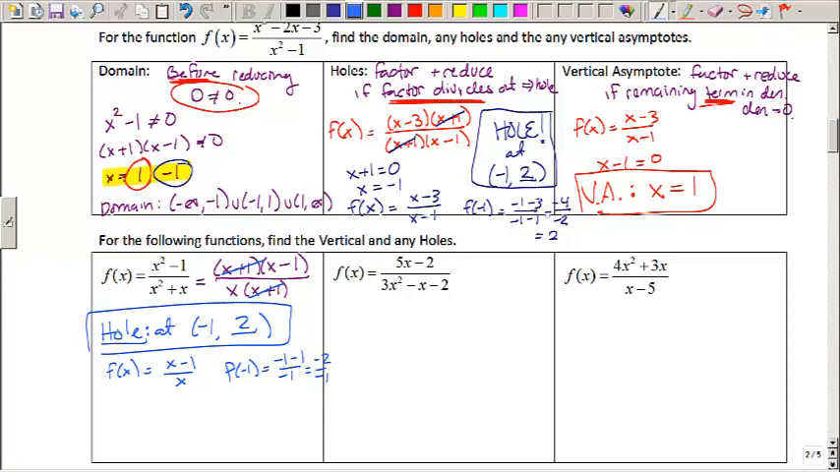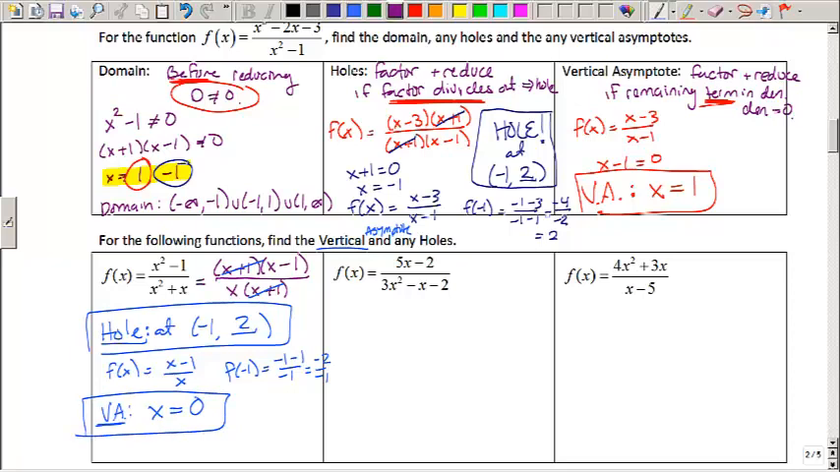Now I would like to find any vertical asymptotes. I should have an asymptote right here. To find the vertical asymptote, I look at the reduced function, and the reduced function is f of x equals x minus 1 over x. I set the denominator equal to 0 and solve. Well, that was an easy one because it was basically already solved for us.